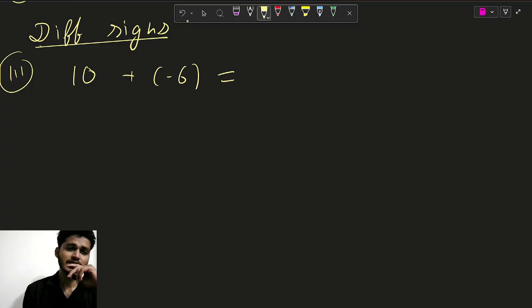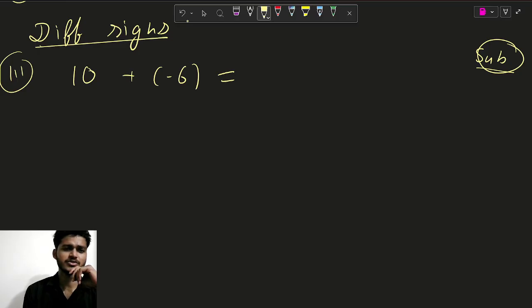So the moment you see two integers with different signs, just keep in your mind that you have to do the subtraction. Though addition is written over here, the operation which you are going to do is subtraction. Listen again. Whenever you are having two integers with different signs, a positive integer and a negative integer, the operation which you are going to do is subtraction.